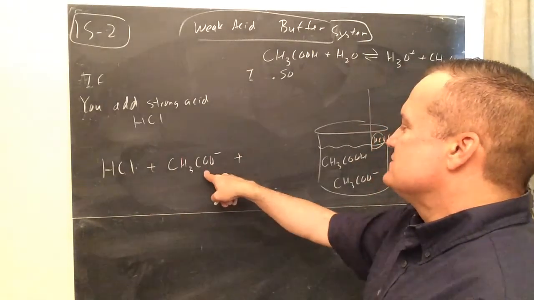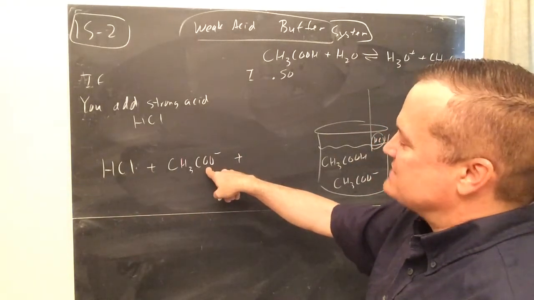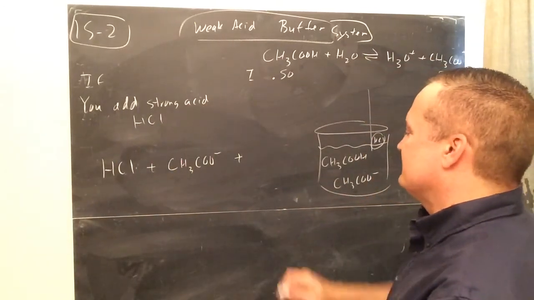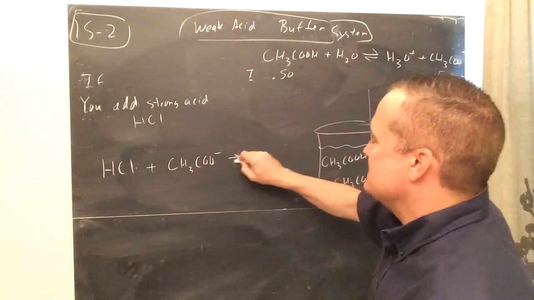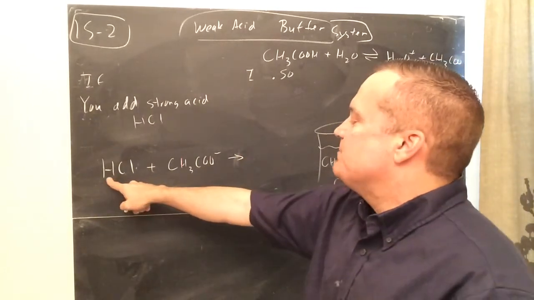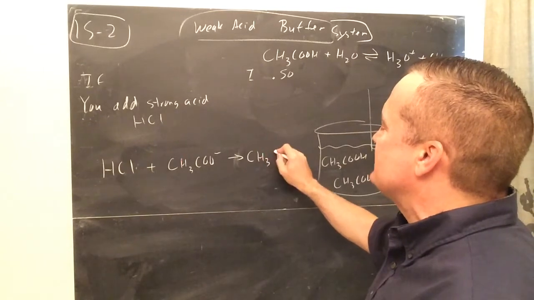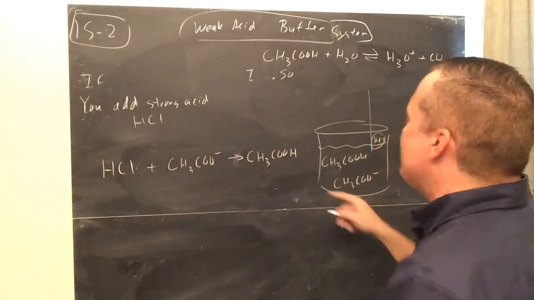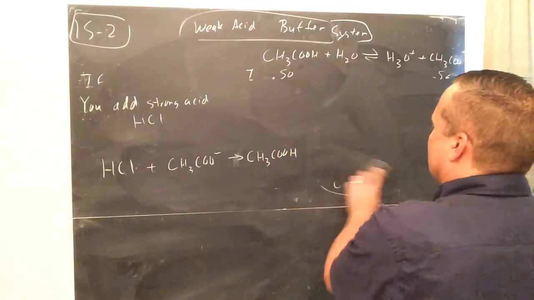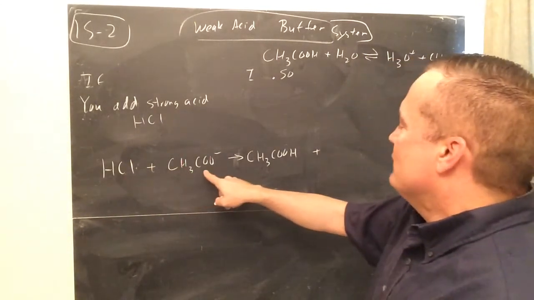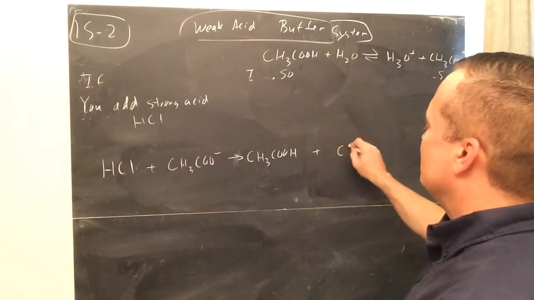HCl plus acetate gives you what? It's going to give you two things. H plus is going to join on to that, and can you believe it? You're going to actually make CH3COOH. You're going to make some acetic acid. All right? And what will be left over? You'll have the Cl negative left over.